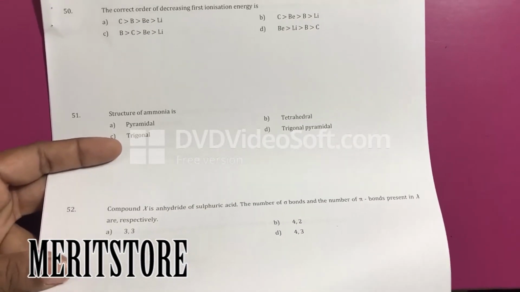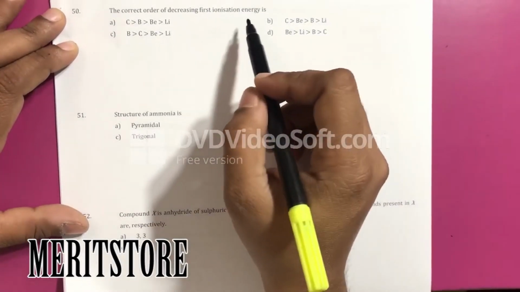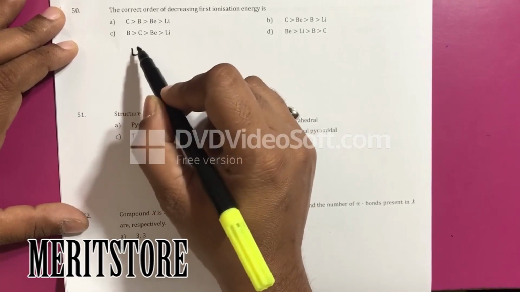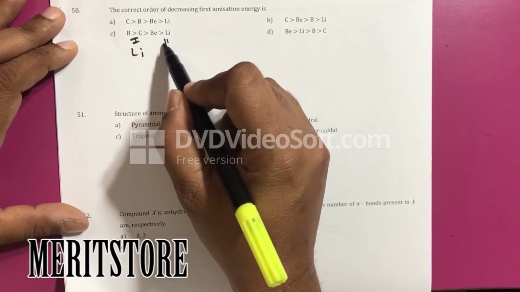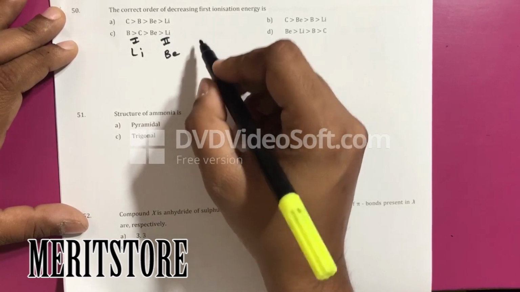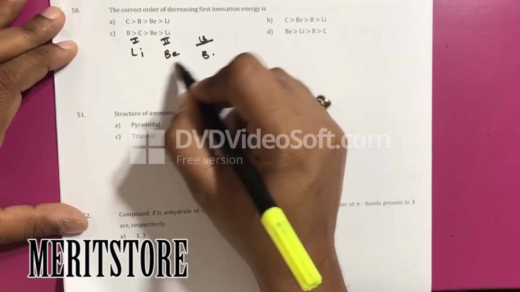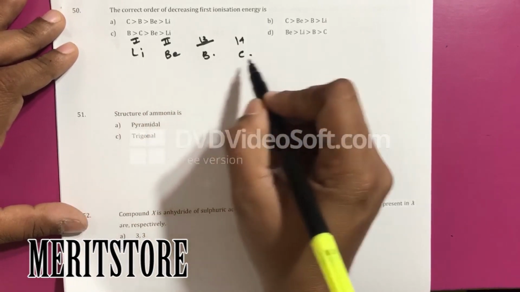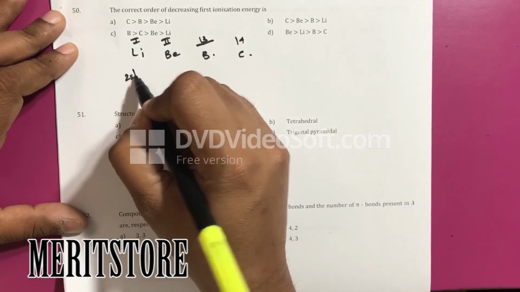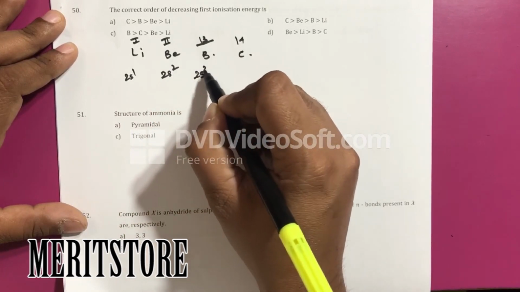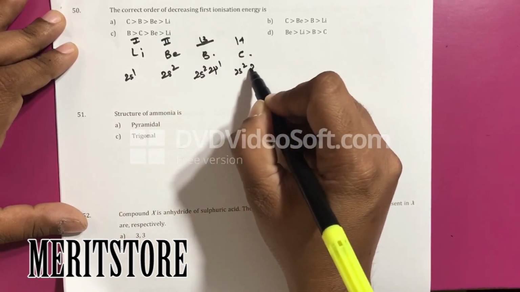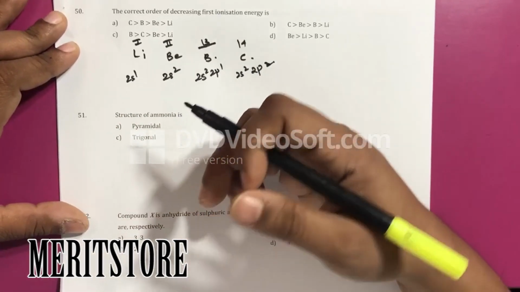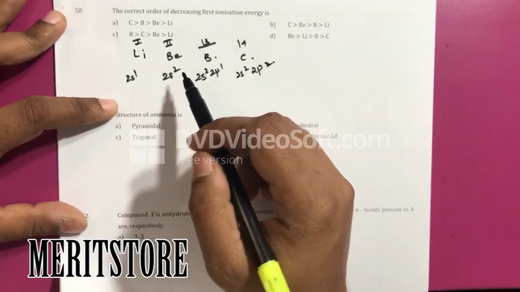Question number 50. The correct order of decreasing ionization enthalpy is. If we talk about these 4 elements, we have lithium belonging to group 1. Then we have beryllium belonging to group 2. Then we have group 13 boron and group 14 carbon. If you look at the outermost shell electron configuration, this is 2s1, this is 2s2, this is 2s2 2p1 and this is 2s2 2p2. As per the periodicity trend, left to right, the ionization enthalpy goes on increasing.